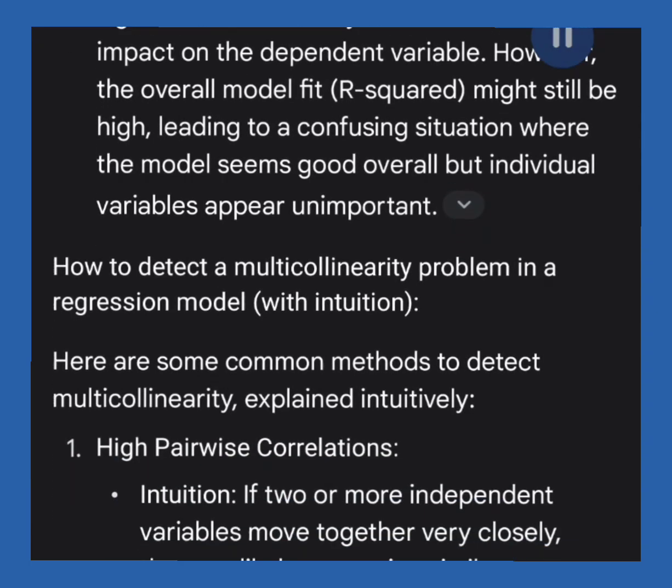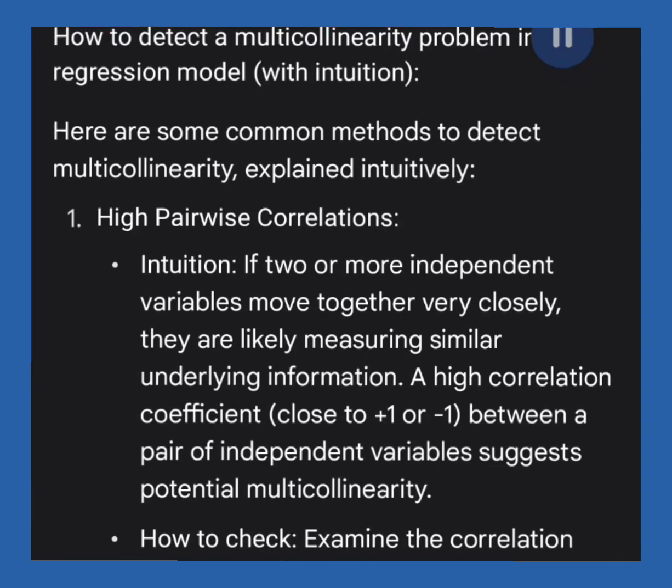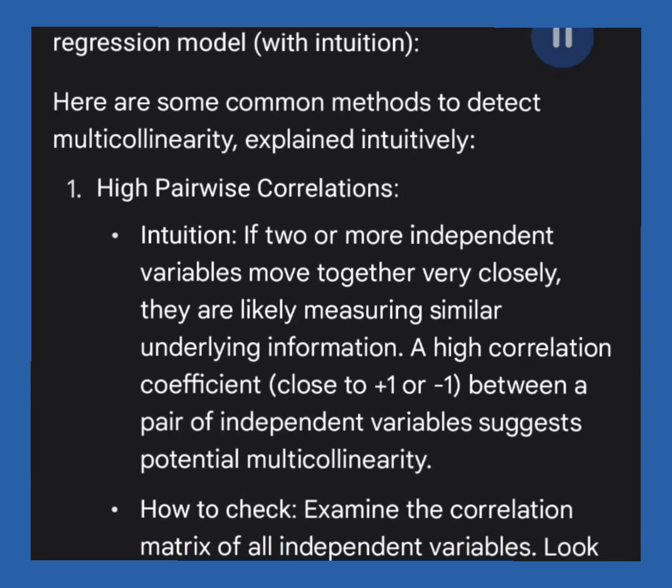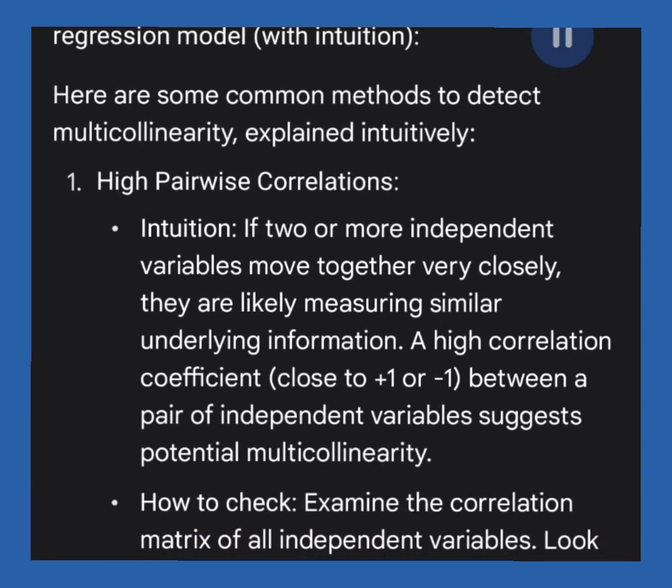How to detect a multicollinearity problem in a regression model with intuition. Here are some common methods to detect multicollinearity, explained intuitively. 1. High pairwise correlations. Intuition: if two or more independent variables move together very closely, they are likely measuring similar underlying information. A high correlation coefficient, close to +1 or -1, between a pair of independent variables suggests potential multicollinearity.